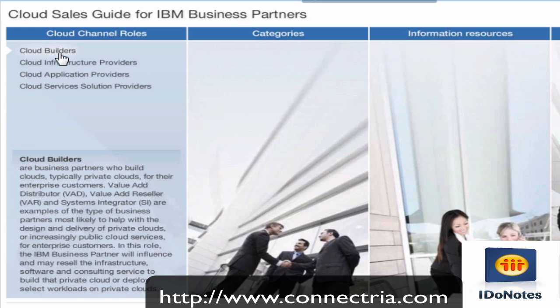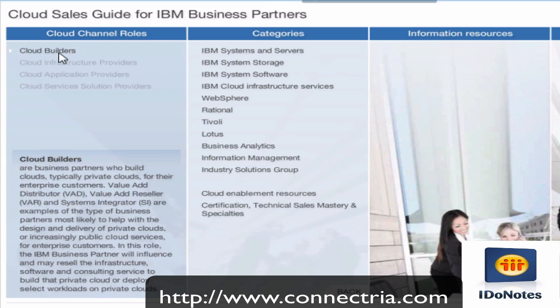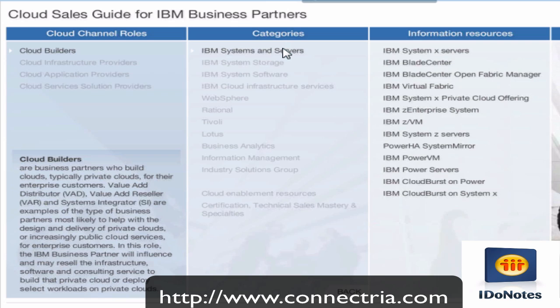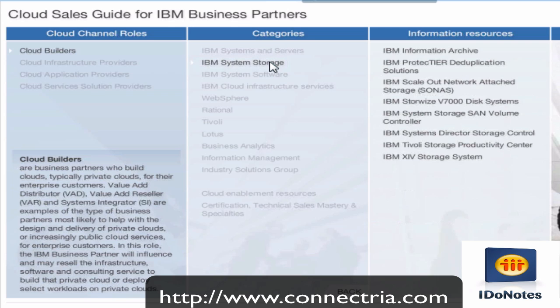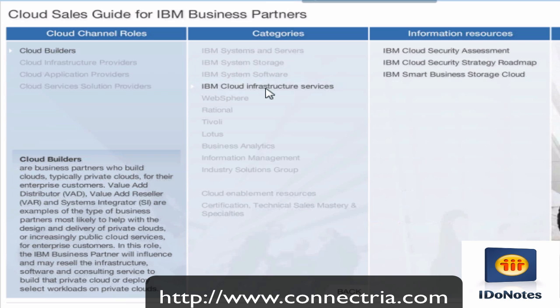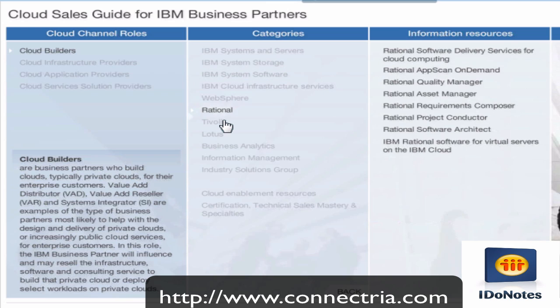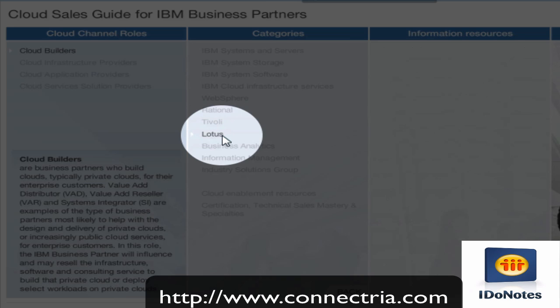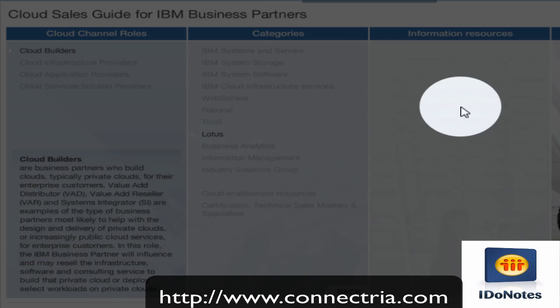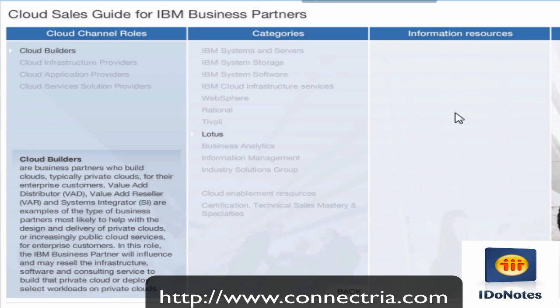So as you see, as a builder, these are partners who build clouds, typically private clouds for enterprise customers. We've been doing this, so if I select that, I should get a list of categories, which I do. If I grab some of these, there's servers, of course. I can buy all different types, Blade server, System X, whatever I need. Storage is in there as well. Infrastructure services are there, WebSphere is there, Rational. But Lotus was pretty empty, as you can see. There's nothing under information resources, which was interesting enough.